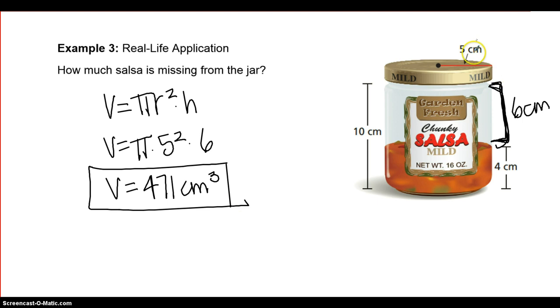Another way you could have done this problem is find the volume with a height of 10 and then subtract finding the volume with a height of 4, and that will give you the same answer.